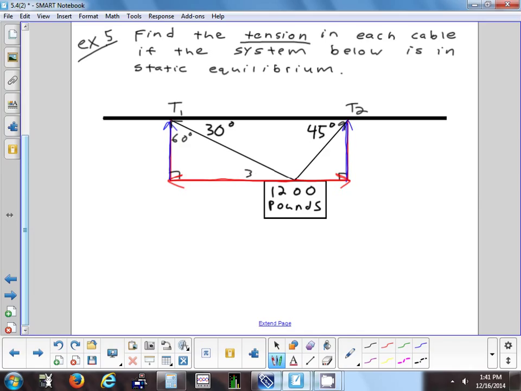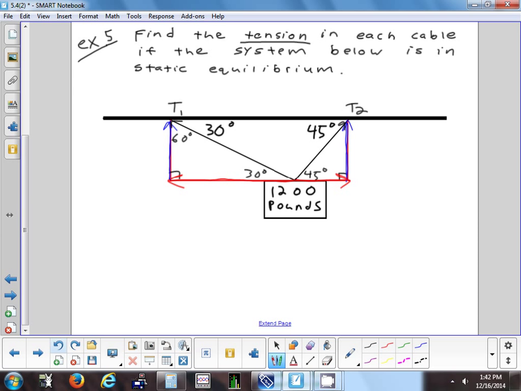That's also a 30. Another way to figure out that these are 30s is you have two parallel lines cut by a transversal. The alternate interior angles are equal. So if you like the geometry part, you can look at it that way. I like looking at it as the angles add up to 180 in a triangle. Either way. How about this angle down here? It's also going to be 45 for the same reasons.